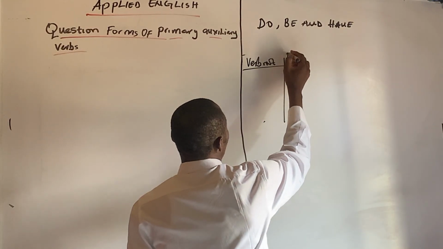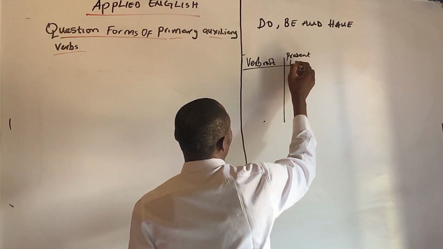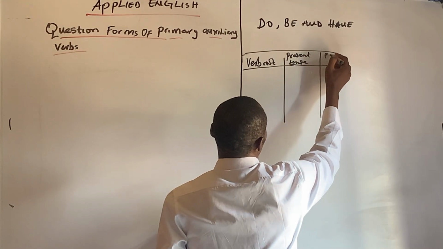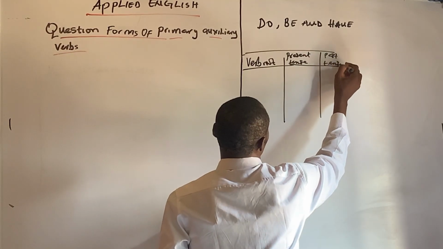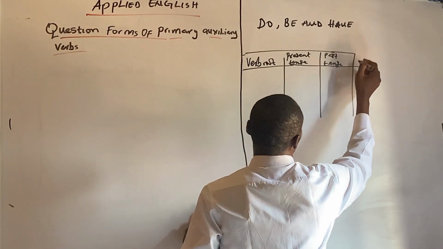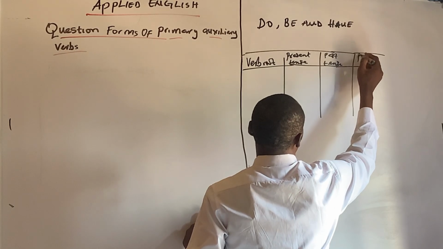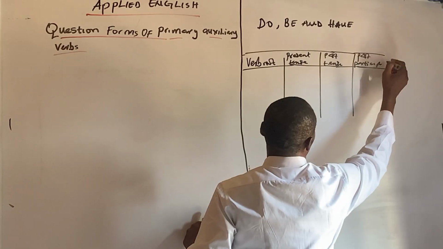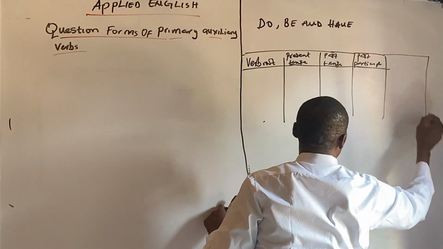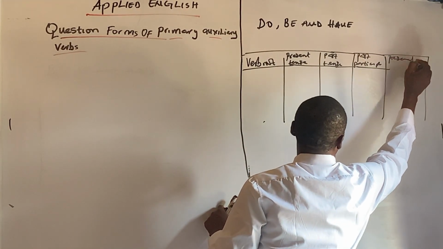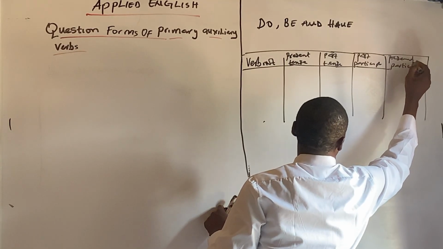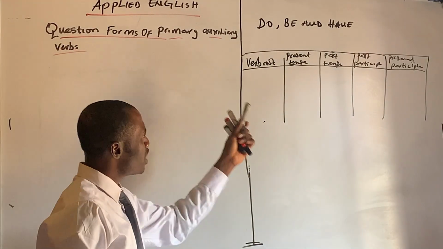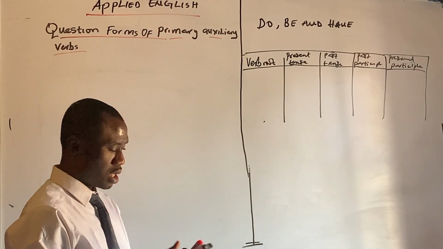After the verb root, we have the present tense. Now, after that, we have the past tense. After that, we have the past participle. Then after that, we have the present participle. All right, so we have the verb root, present tense, past tense, past participle, and present participle.